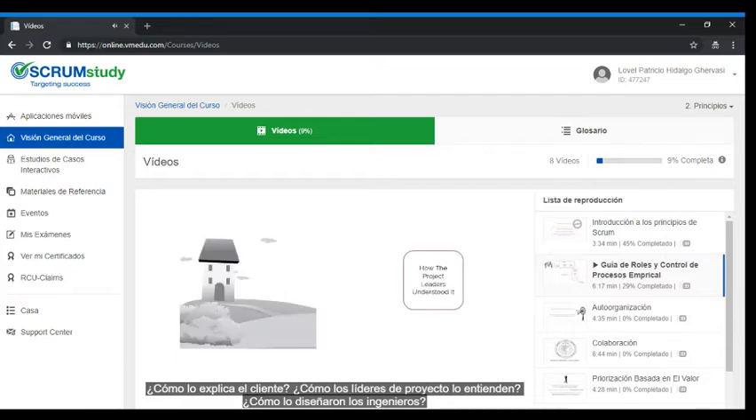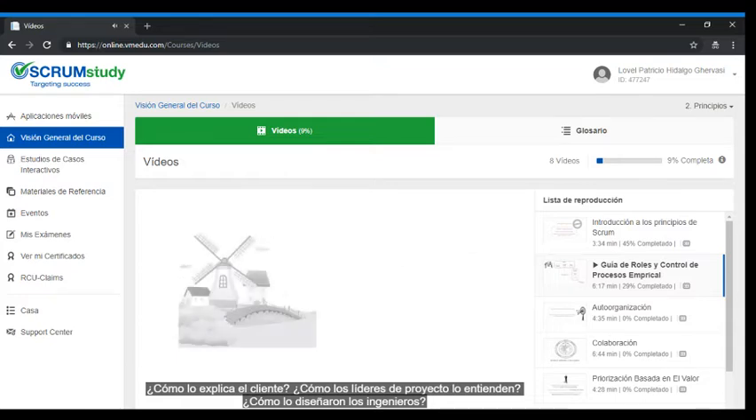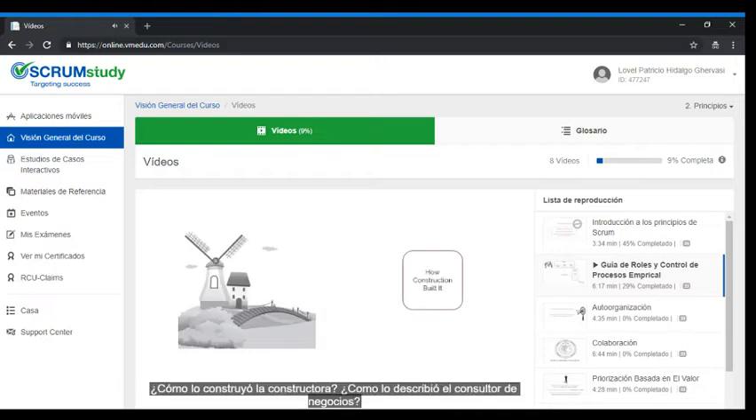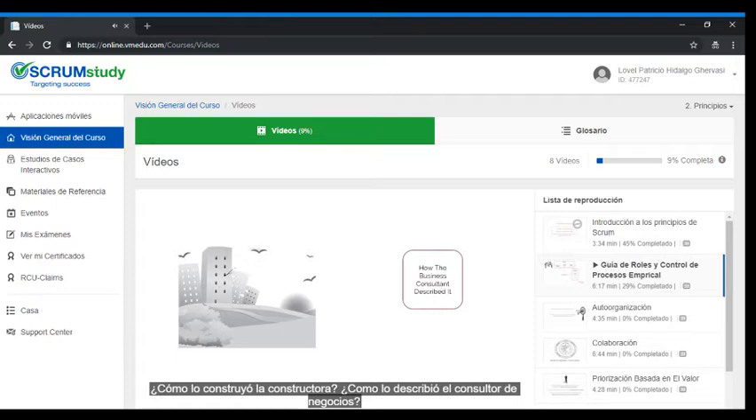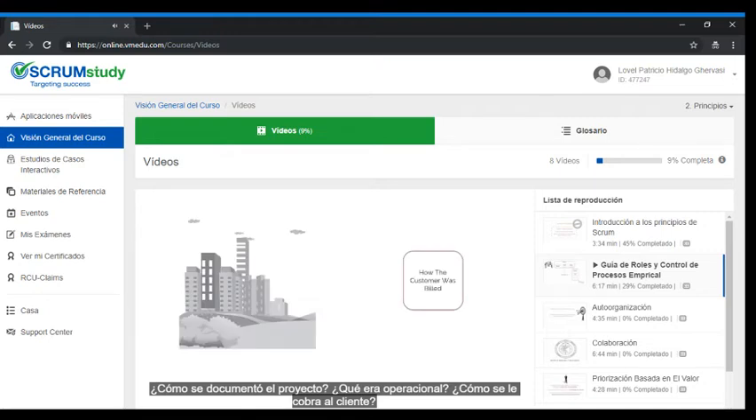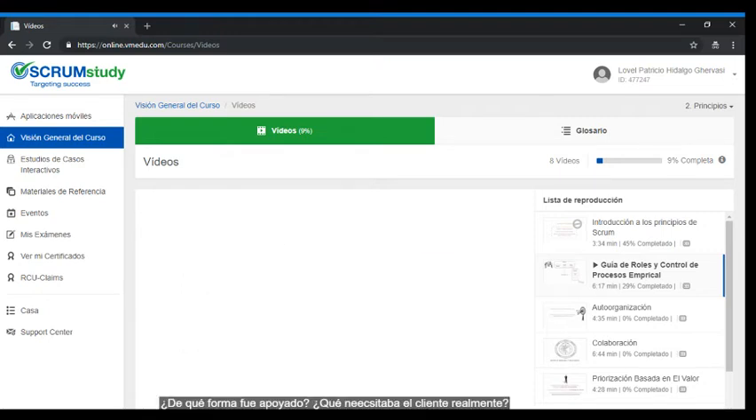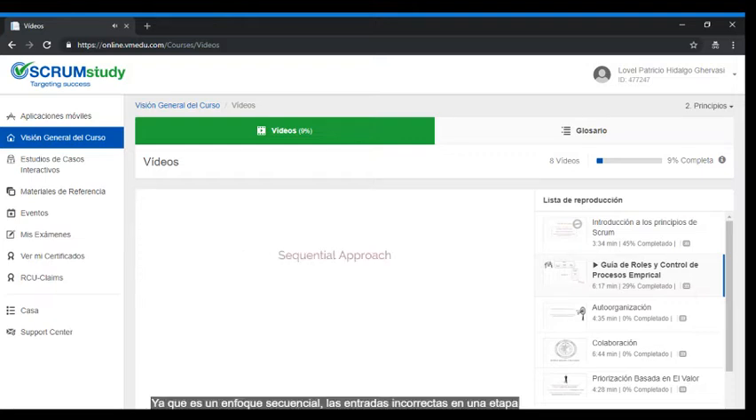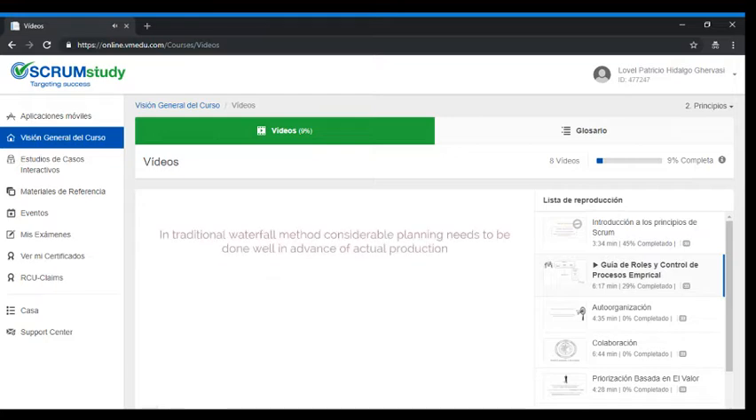How the customer explained it, how the project leaders understood it, how the engineers designed it, how construction built it, how the business consultant described it, how the project was documented, what was operational, how the customer was billed, how it was supported, and what the customer really needed. Since it's a sequential approach, incorrect inputs at initial stages translate to unsatisfactory outputs towards the final delivery.